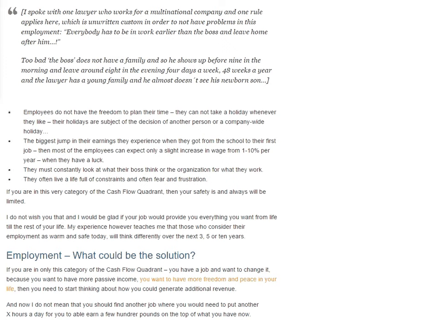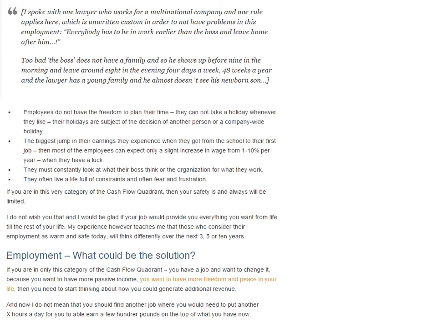Employees do not have the freedom to plan their time. They cannot take a holiday whenever they like. Their holidays are subject to the decision of another person or a company-wide holiday. The biggest jump in their earnings they experience when they go from school to their first job. Then most employees can expect only a slight increase in wage, from 1 to 10% per year, when they are lucky. They must constantly look at what their boss or the organization they work for thinks. They often live a life full of constraints and often fear and frustration.